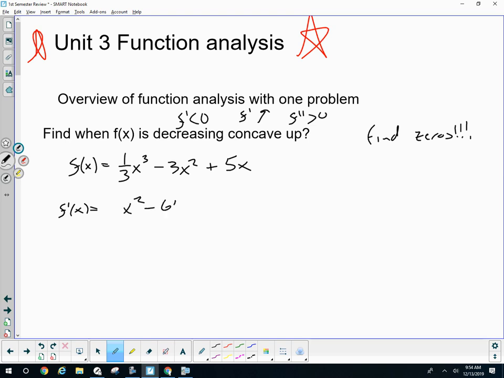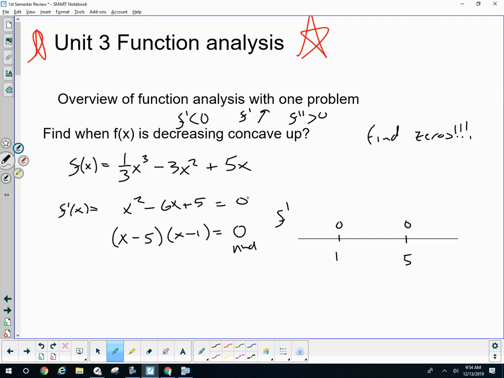I get x squared minus 6x plus 5. I will find the zeros of this. I could factor this to be x minus 5, x minus 1. And I will get 1 and 5. What I'm going to do with that 1 and 5 is plop it down on a number line for f prime, 1 and 5.